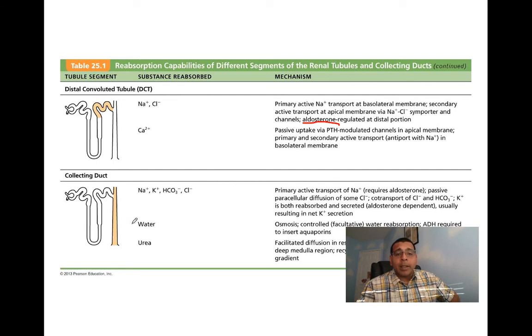The collecting ducts now: sodium, potassium, bicarbonate, and chloride. You can see again, sodium is going to require aldosterone. Water, osmosis. ADH is required here to insert aquaporins. So this is where ADH works. And then urea, facilitated diffusion. So it's all reabsorption happening in these different segments.